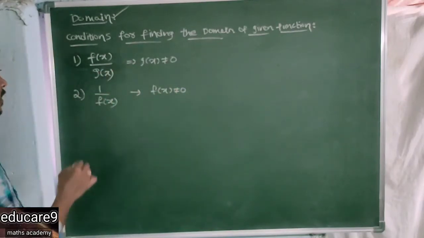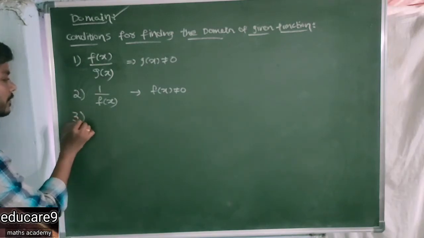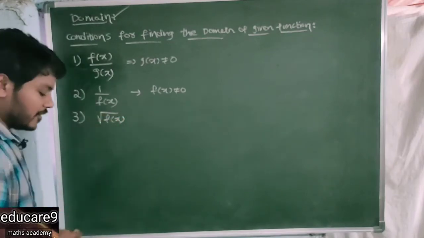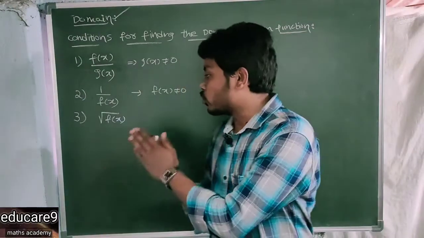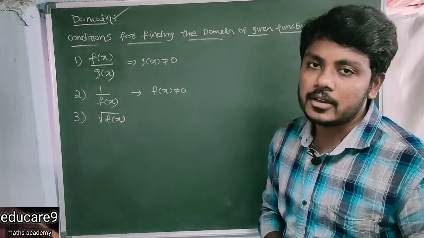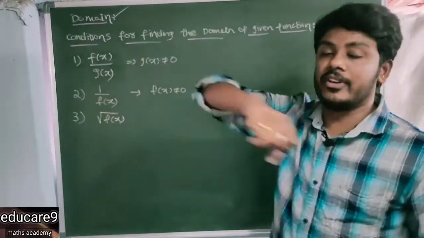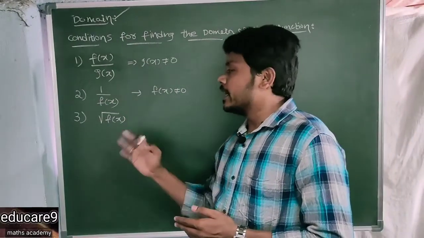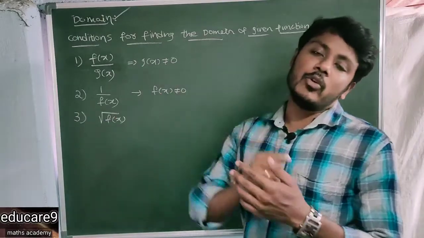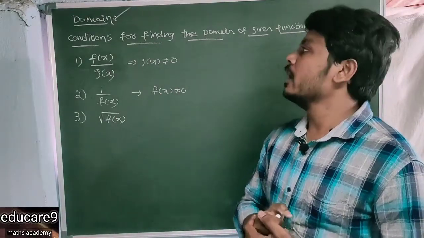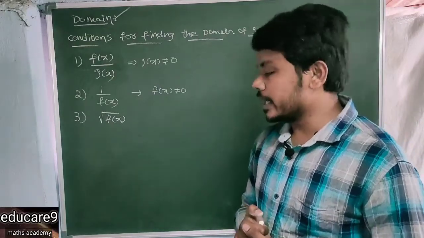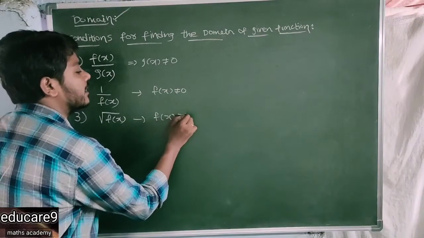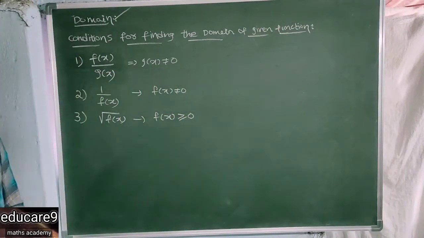Now the third condition, root f of x. If the given function is in the form of root of f of x, then root values are always positive. If you write a negative value, the root of a negative value is not defined for functions. So that's why you write f of x is always greater than or equal to 0.